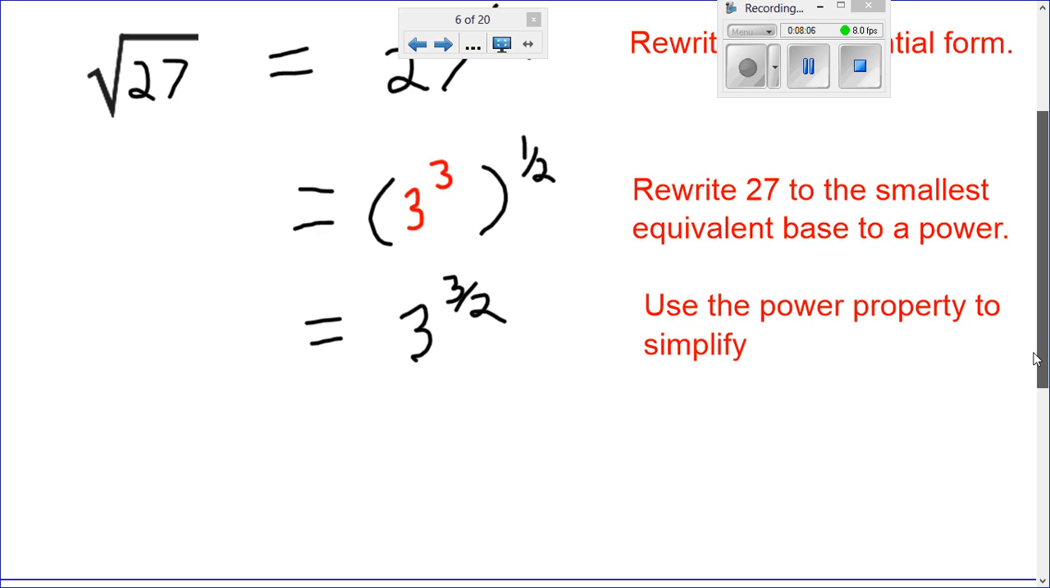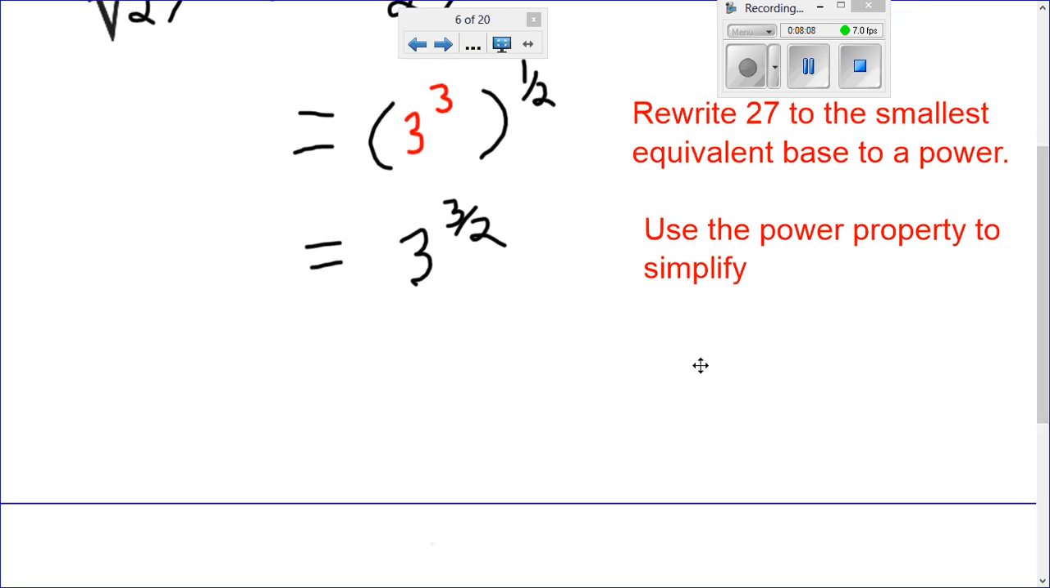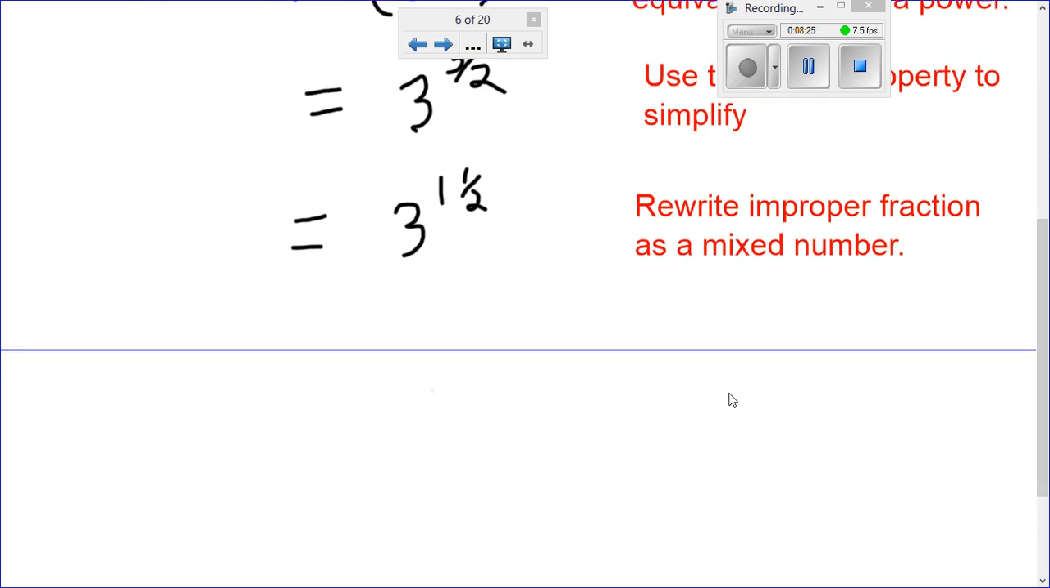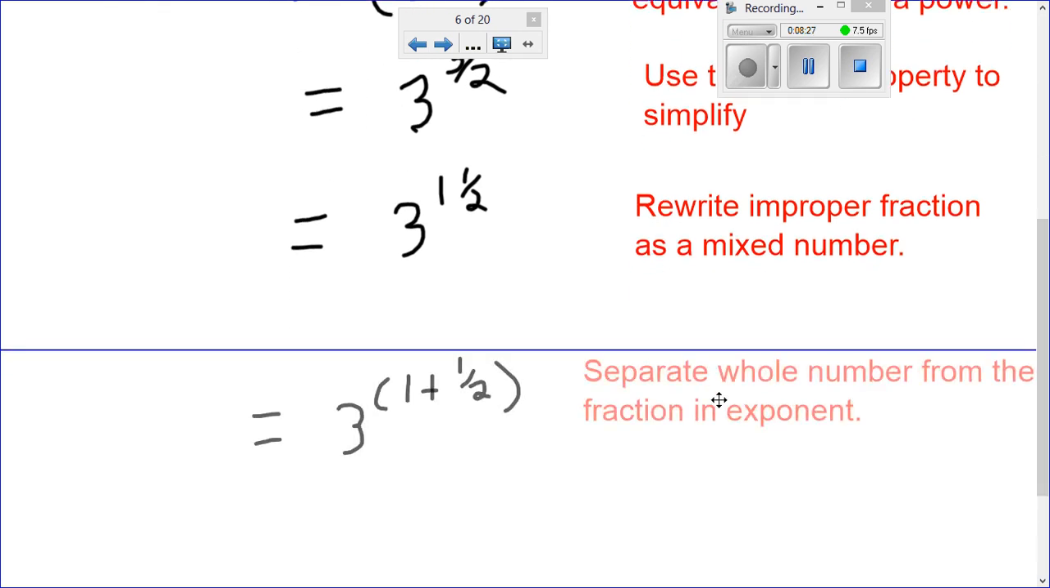Okay, now we're going to simplify by rewriting the improper fraction as a mixed number. Okay, using the previous examples, our next step is to split them up. Again, if I'm moving fast, remember to pause. So that's 3 to the first plus 3 to the power of 1 plus 1/2. Remember, they're equivalent. Now we're going to separate them using the product property and rewrite as radicals.